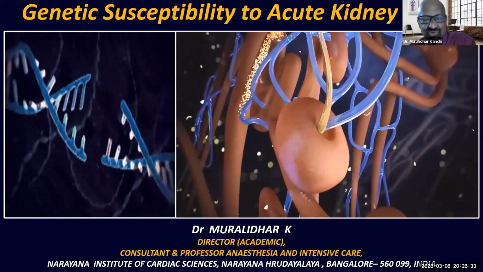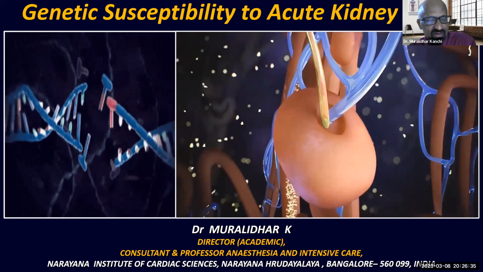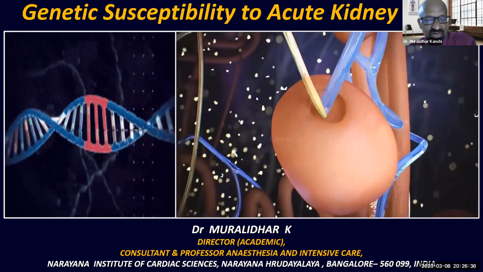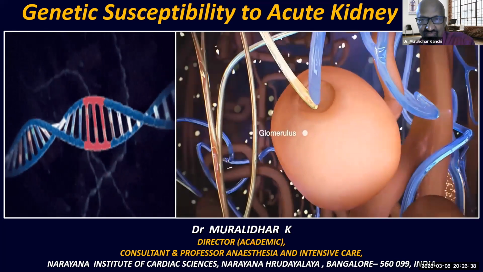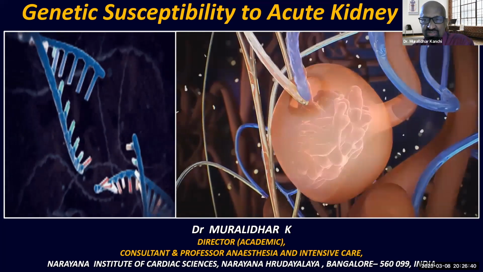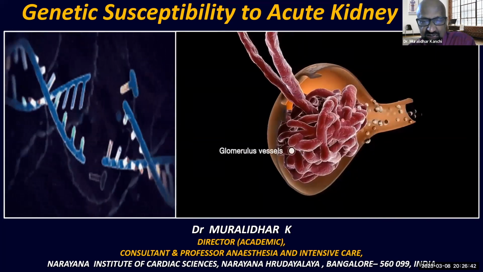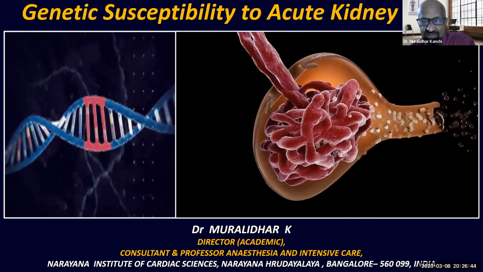To sum up the session, I will be dealing with the genetic vulnerability to acute injury. What is the current status of understanding on this subject?